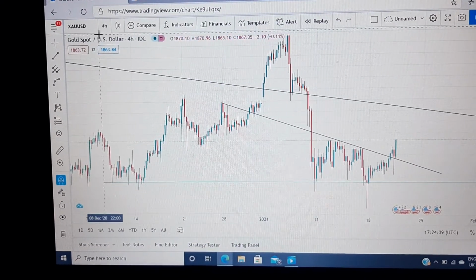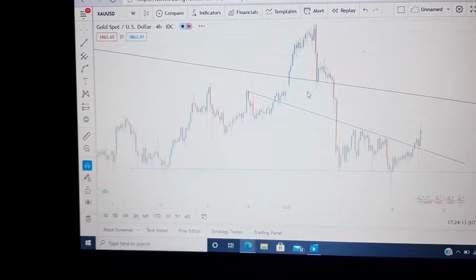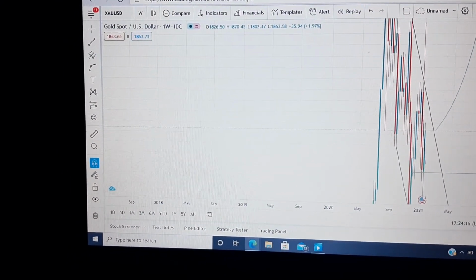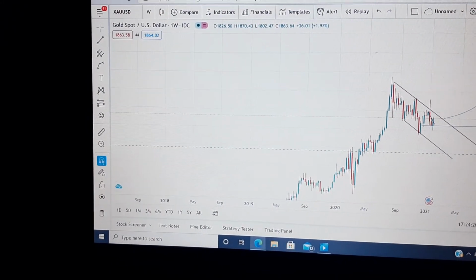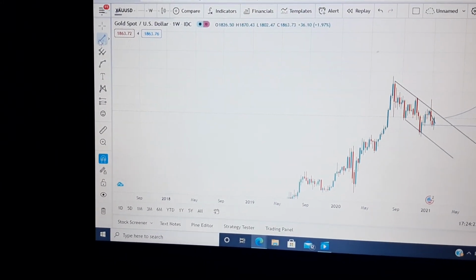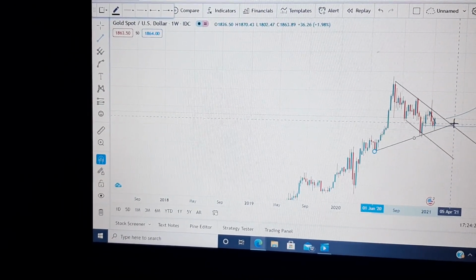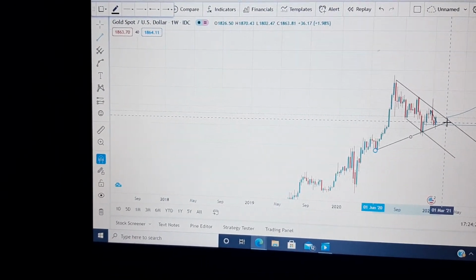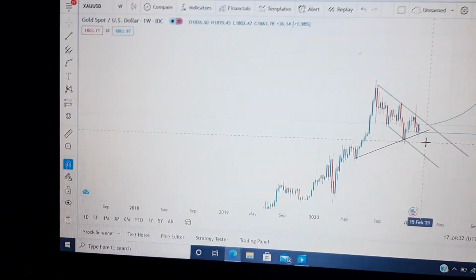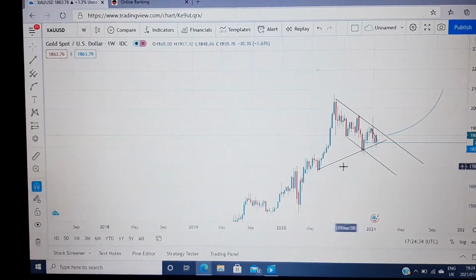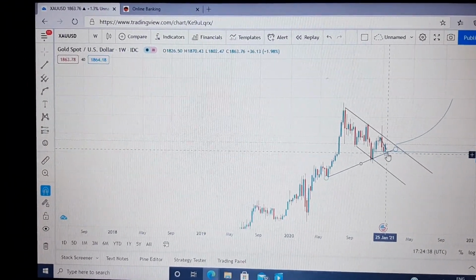But then let me show you what I forgot to add on week 1. I forgot to add one very important trend line. Just bear with me, guys. I'll explain the importance of this trend line real quick, because it basically has 3 touches. We have the first touch, the second touch, and then the third touch.